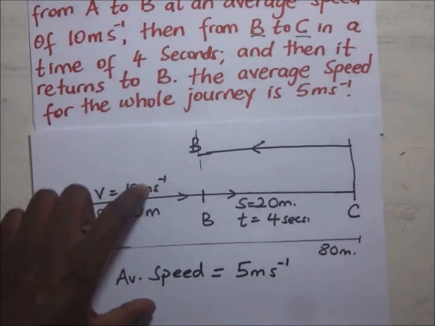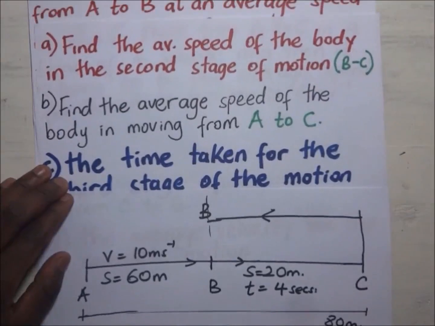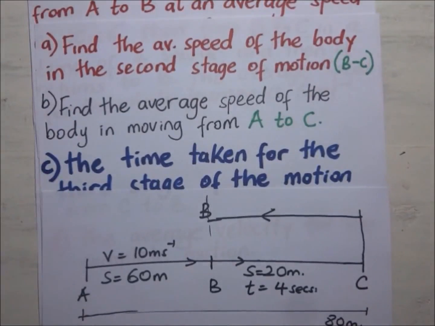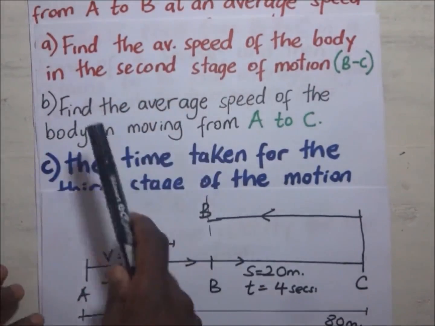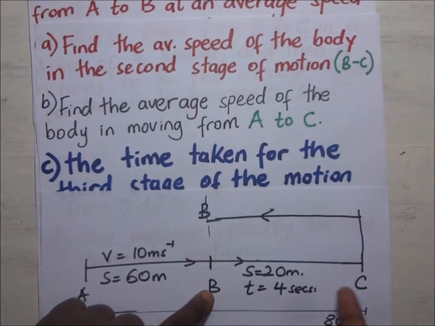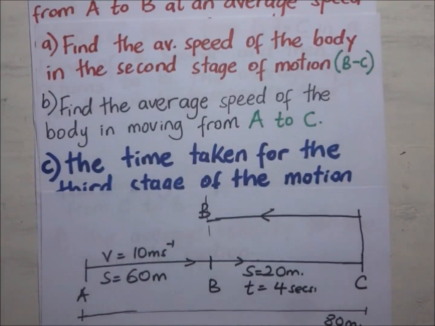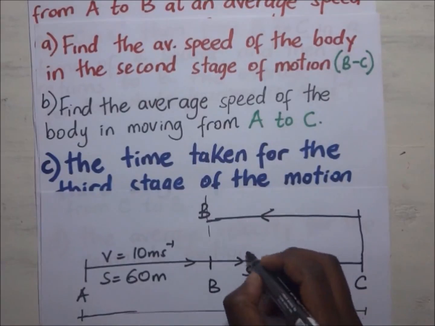So now that we finished summarizing our question, let's look at what they want us to find here. Part A, the question requires us to find the average speed of the body in the second stage of the motion. The second stage of the motion is B to C, right here, and the question is requiring us to find the average speed.